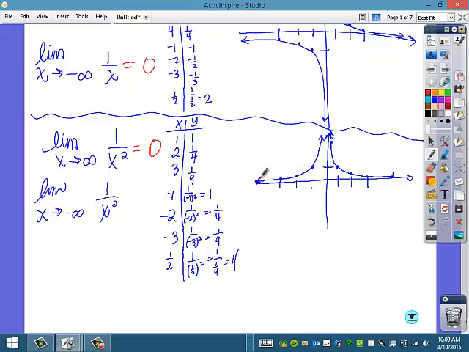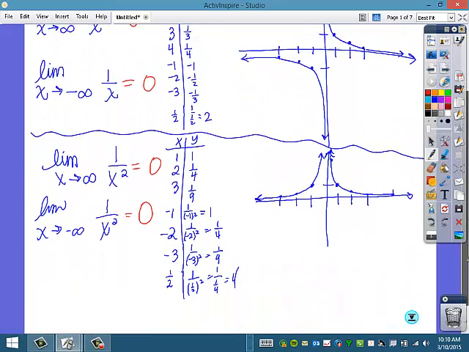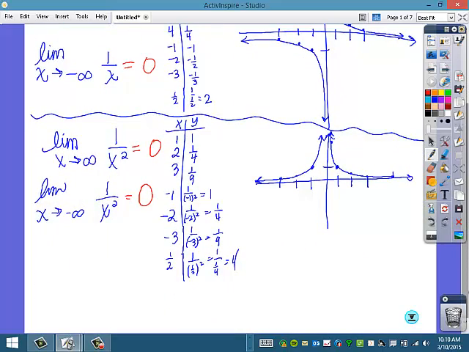And same thing, the limit as x approaches negative infinity, my y values are getting closer and closer and closer to 0, getting closer to that x-axis. So the limit is 0 as well. So if you notice, all of these limits were 0. So there is a rule.